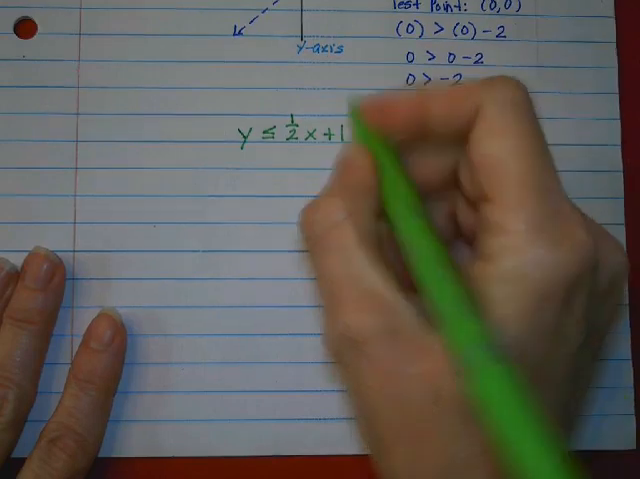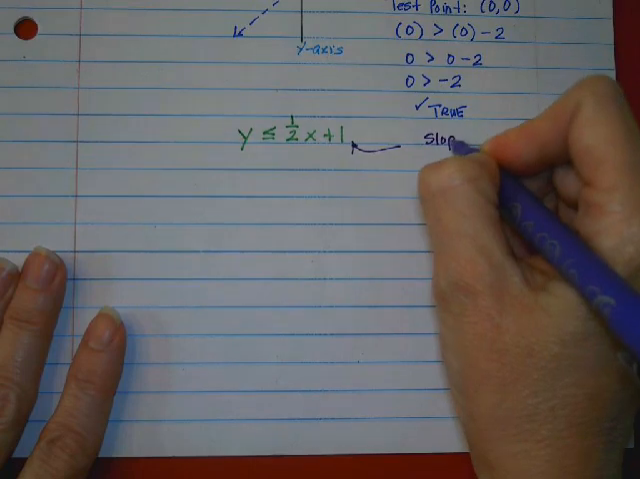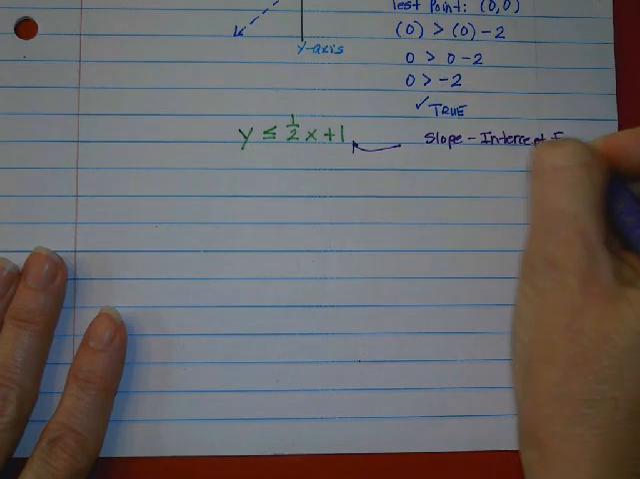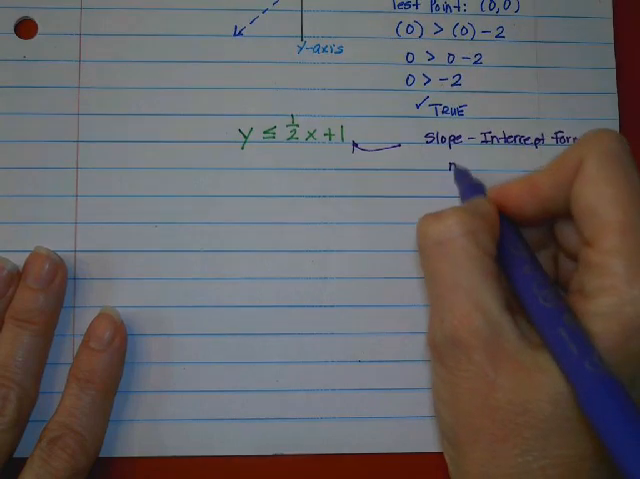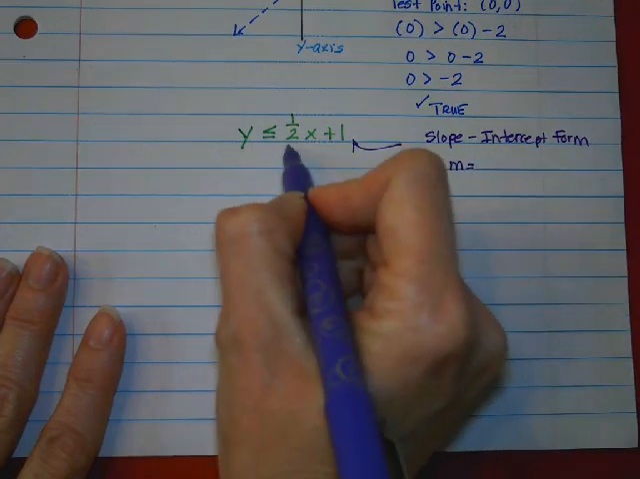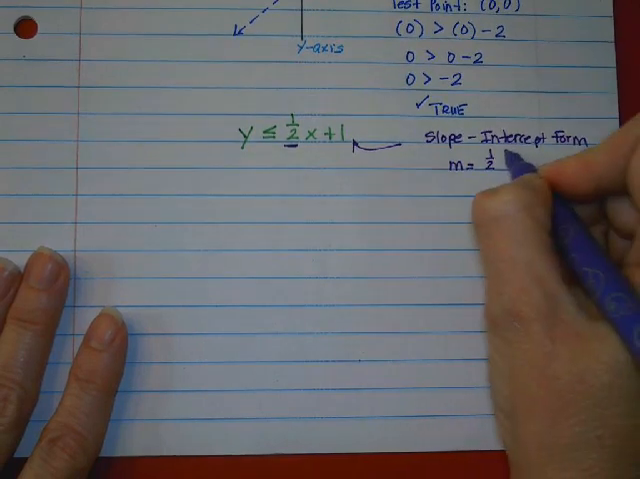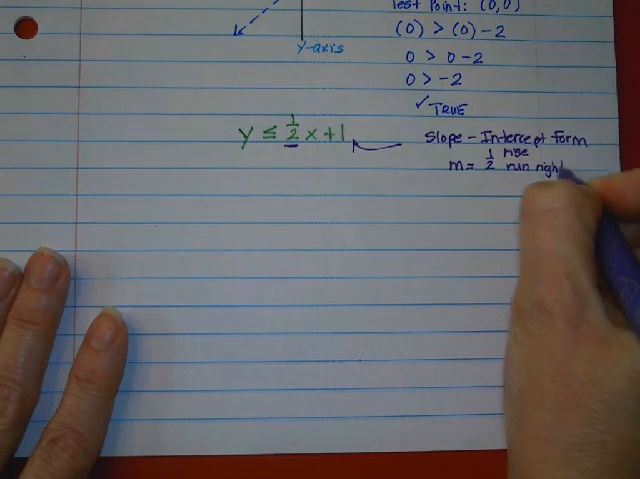So since this graph right here, let me switch out some colors, is in slope-intercept form, we can go ahead and identify our slope. So what value is our slope? Who remembers how do we find our slope? That's right, Laquan. It's the coefficient of our variable x. So our coefficient right there is 1/2. So my slope is 1/2, which means I'm going to rise 1 and I'm going to run right 2.